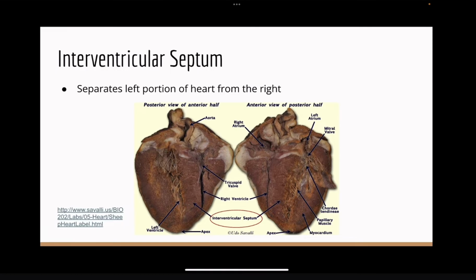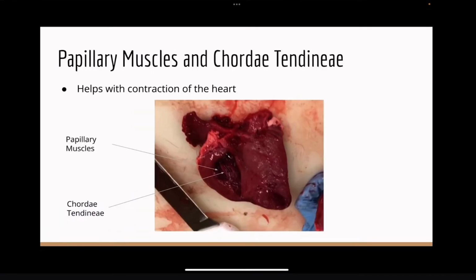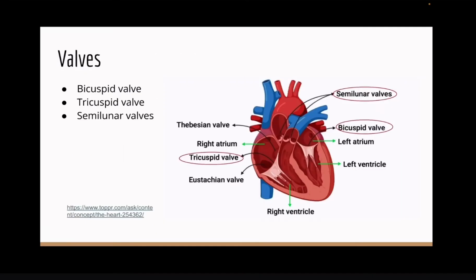The septum acts as a wall that separates the right and left sides of the heart. The papillary muscle plays a critical role in valve contractions and pulls the valve open to allow blood flow. The chordae tendineae regulates the closure of the atrioventricular valve during systole. The bicuspid valve is located in the left atrium and regulates the blood flow from the left ventricle into the aorta and prevents blood from flowing back.